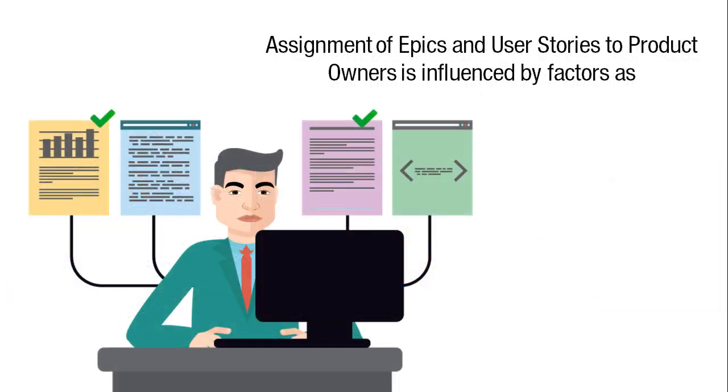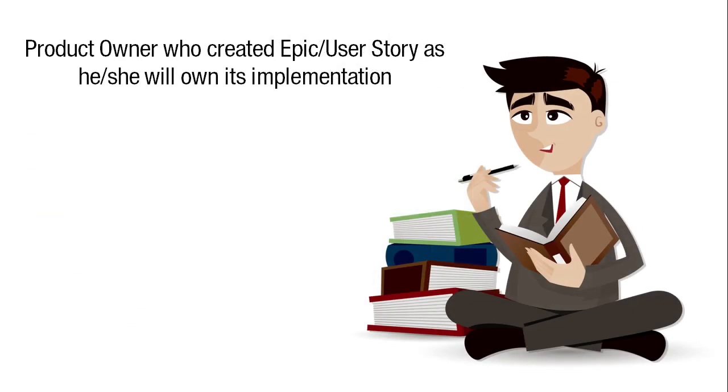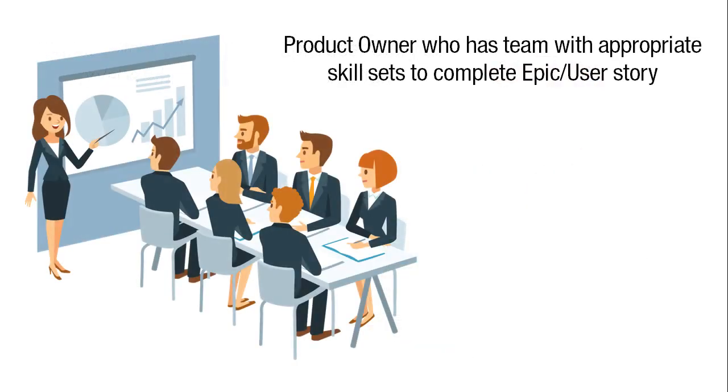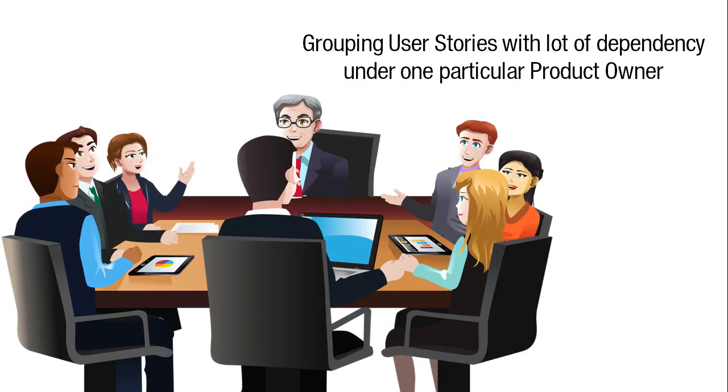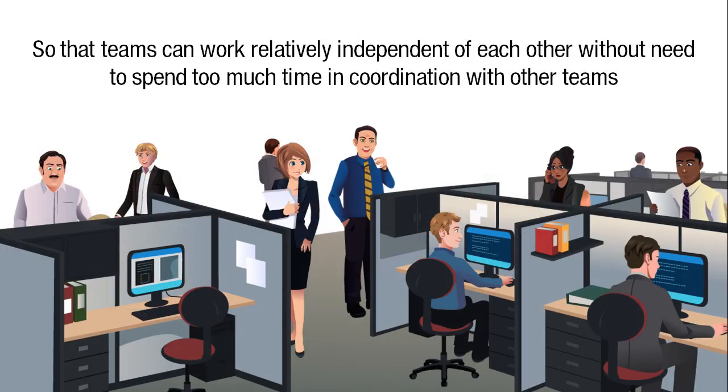product owners. The assignment of epics and user stories to product owners is influenced by other factors, such as the product owner who created the epic or user story, as he or she will often own its implementation, the product owner who has the team with the appropriate skill sets to complete the epic or user story, the specific customer, sponsor, or organization linked to the epic or user story, as there could be a past relationship with a particular product owner, and the number of dependencies pertaining to each epic or user story, as grouping user stories with a lot of dependencies under one product owner could allow the teams to work relatively independent of each other without the need to spend too much time in coordination with other teams.